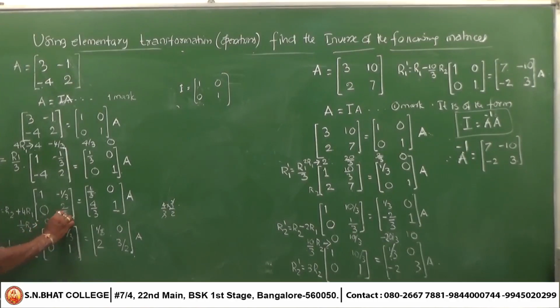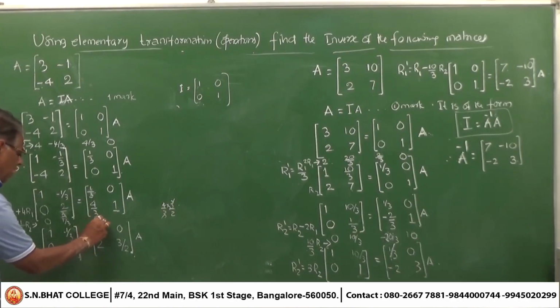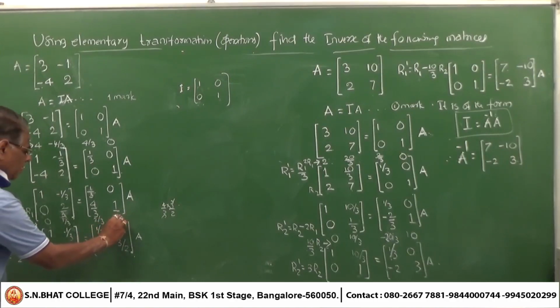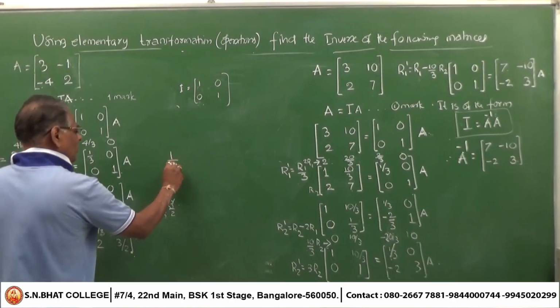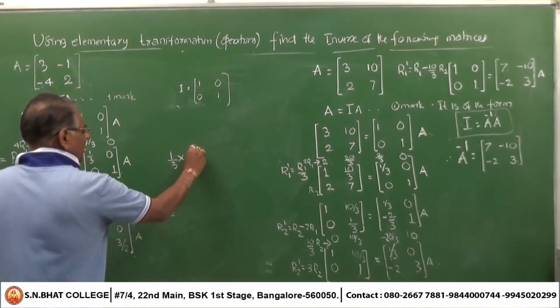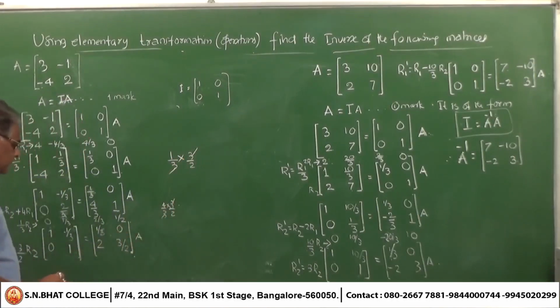It becomes 1 by 3. Here it becomes 1 by 3 into 2 is 2 by 3. Multiply R2 by 1 by 3, the 3 gets cancelled, it becomes 1 by 2. 1 by 3 R2. R2 here in this case is 3 by 2. 3 gets cancelled, it becomes 1 by 2.